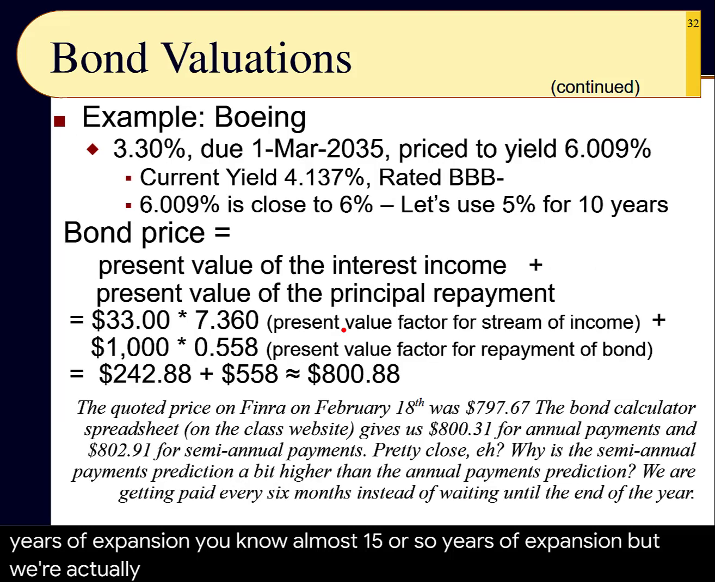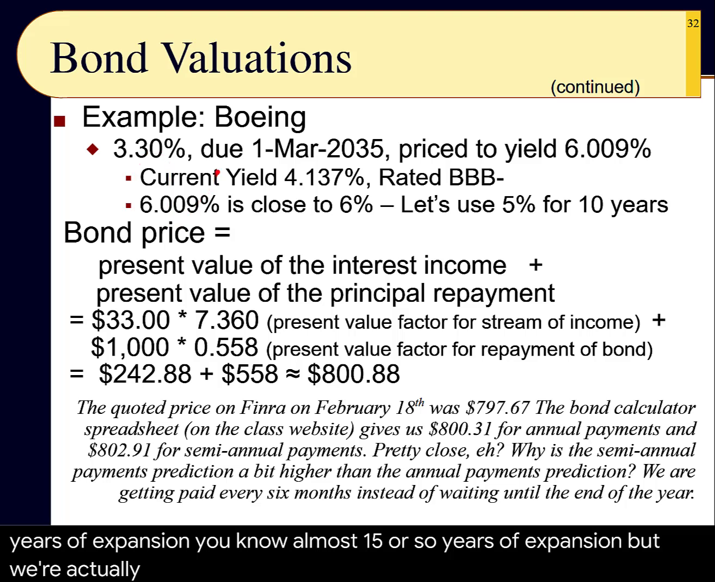So here's an example, Boeing, which has been in the news lately for not all the good reasons. This bond that I found on the 18th of February was paying 3.3%. That's the nominal yield. When the bond was issued, that's what it was paying, and that's what it'll always pay. Remember, 3.3% means $33. 3% would be $30. You just multiply by 1,000, right?